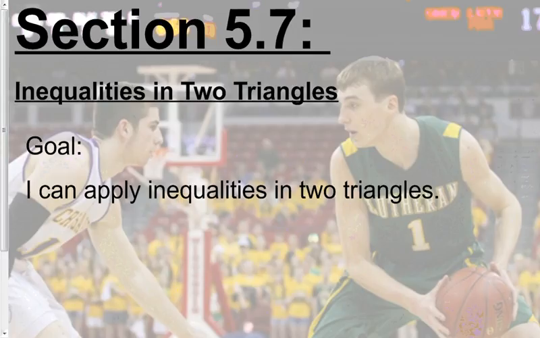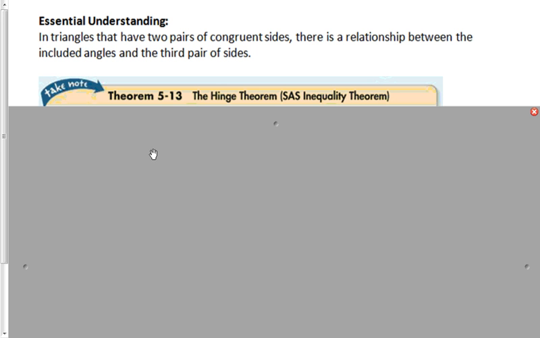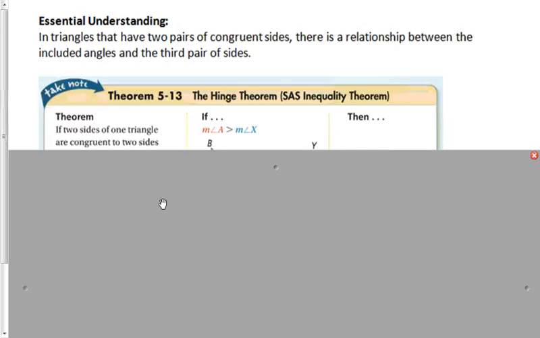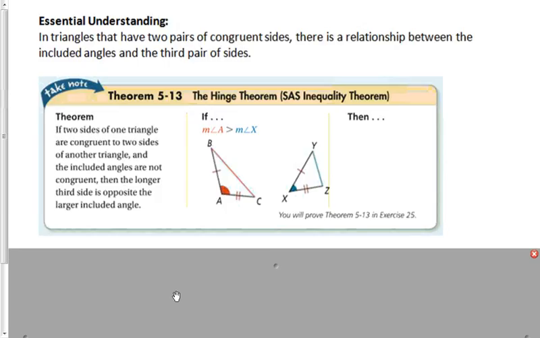So we're going to go on with this section, which is about inequalities. Let's start off with understanding this thing that we need to get in our heads. In triangles that have two pairs of congruent sides, so you have two different triangles with two pairs of congruent sides, there is a relationship between the included angle and the third pair of sides. That's going to come in the Hinge theorem here. It's also called the side angle side inequality theorem. And I'll tell you why.